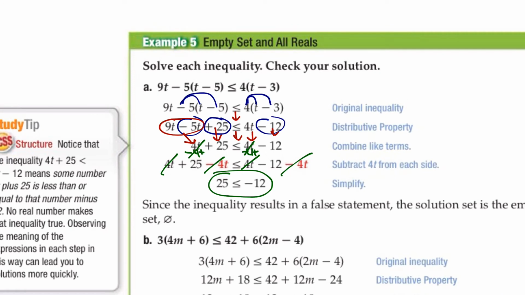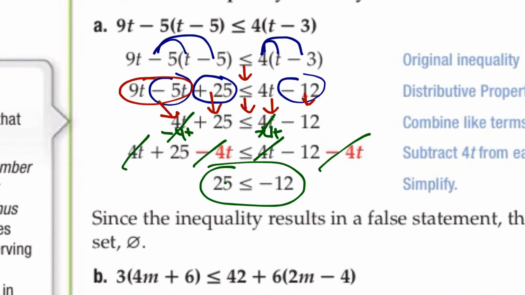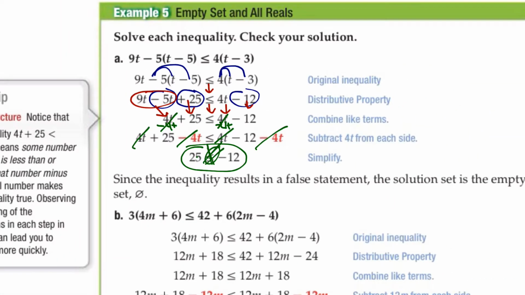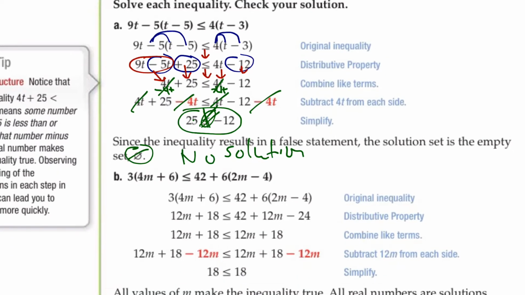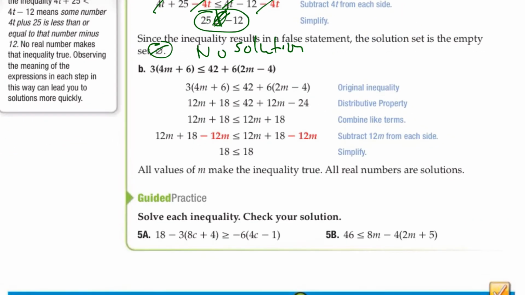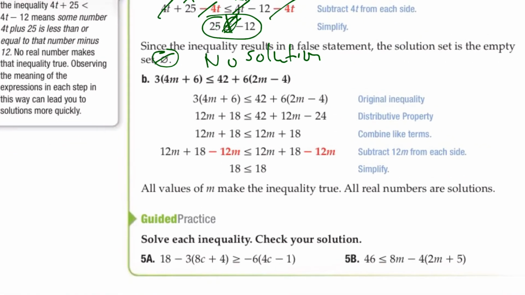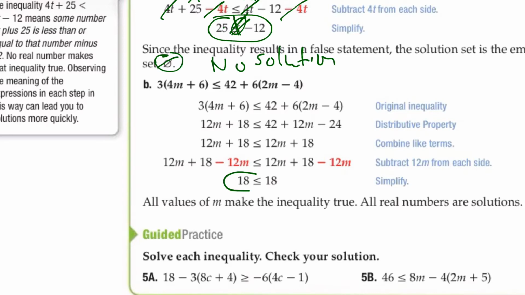Now, is that a true statement? No. 25 is bigger than negative 12. It's not less than or equal to. So that is a false statement. It's not true. And when it's not true, what happens? No solution. Okay? That's what this 0 with the line through it means. It means no solution.